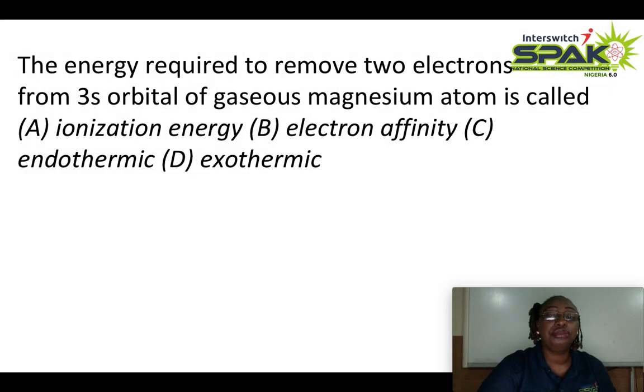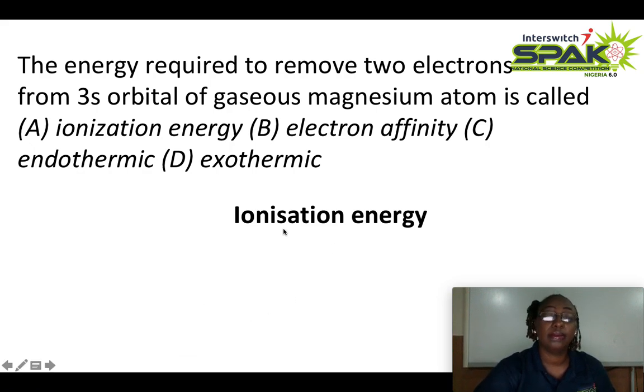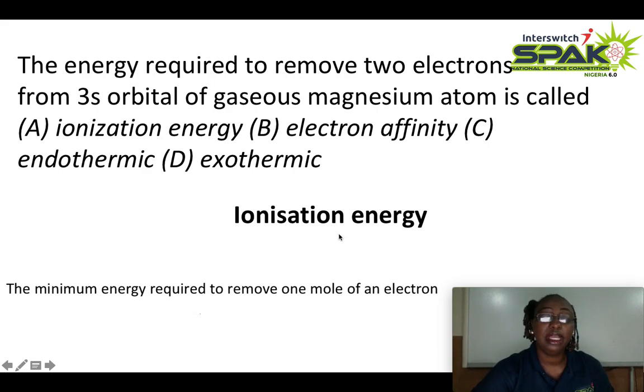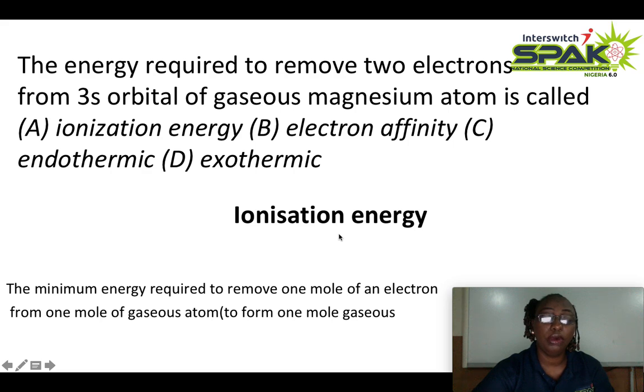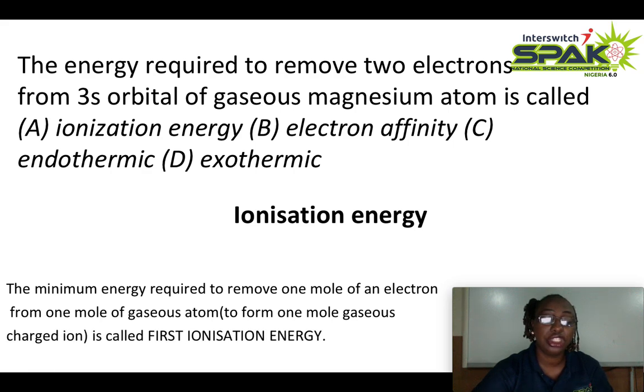The energy required to remove 2 electrons from the 3s orbital of a gaseous magnesium atom is called... Direct question. The answer is ionization energy. Ionization energy is the minimum energy required to remove 1 mole of electrons from 1 mole of gaseous atoms to form 1 mole of gaseous charged ions. That's ionization energy.